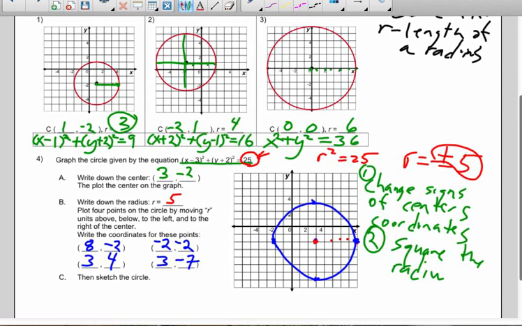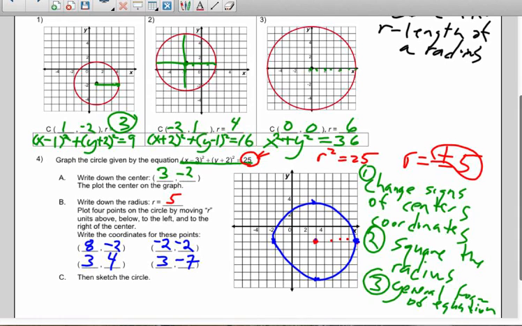And then the other thing is just remembering the general form of our equation, which was (x minus h) squared plus (y minus k) squared equals r squared. And so you're going to need to remember the general form of the equation. And that's the first assignment that you're going to have.